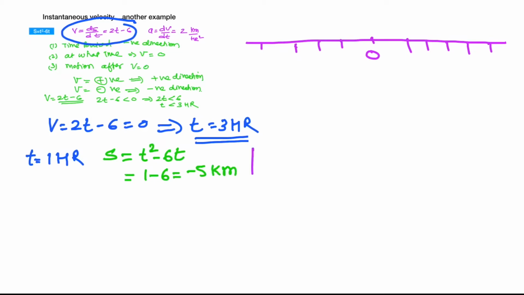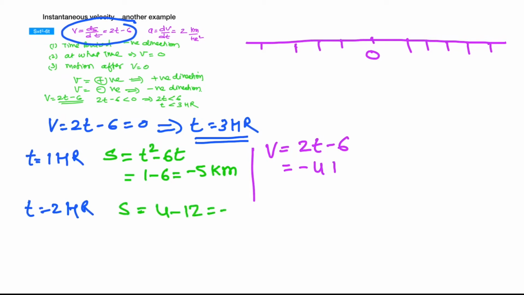What about my velocity? Velocity is given by 2t minus 6. So at t equal to 1, it will be minus 4 kilometer per hour. What about t is equal to 2 hours? At t is equal to 2 hours, my S will be 4 minus 12, which is minus 8 kilometer.